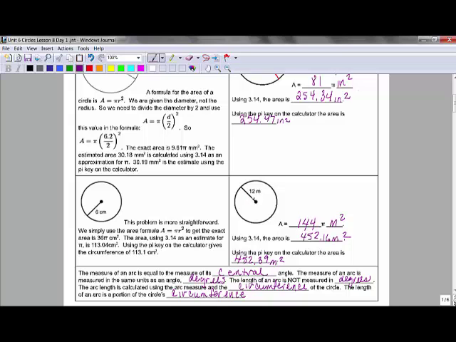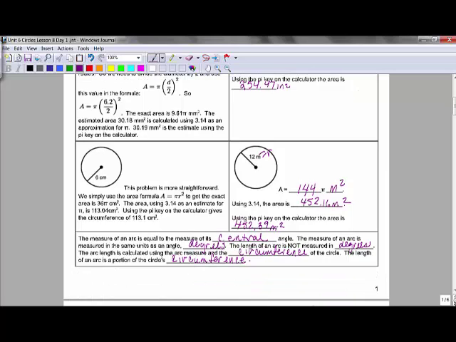We look over here, we're given the radius, so we just square the radius, put a pi on the end, inches squared. Using 3.14 as our approximation for pi, we get 452.16 meters squared, and using the pi key again, we get a little bit more, 452.39 meters squared.